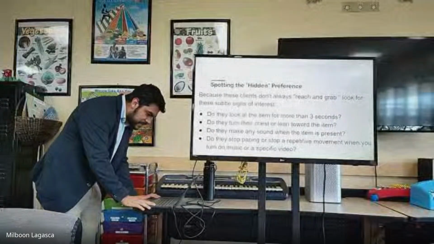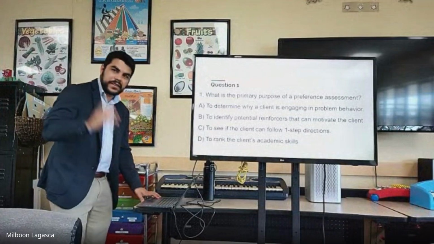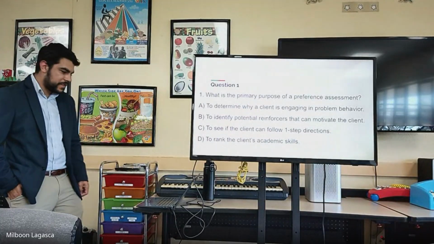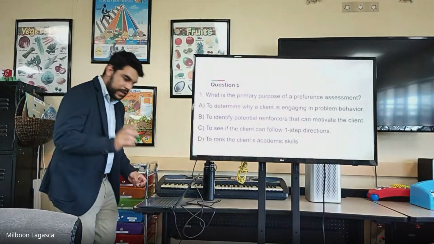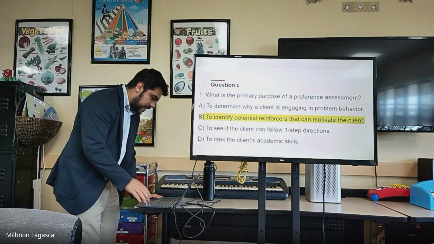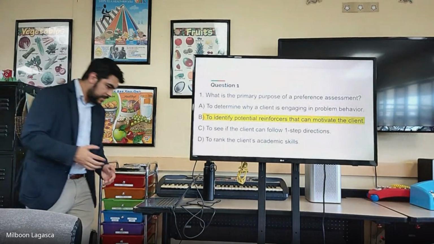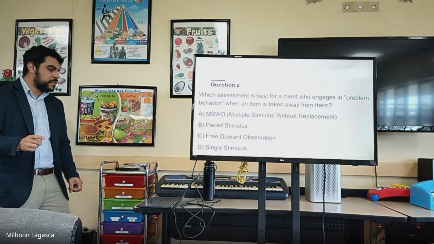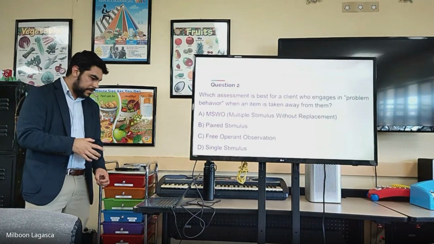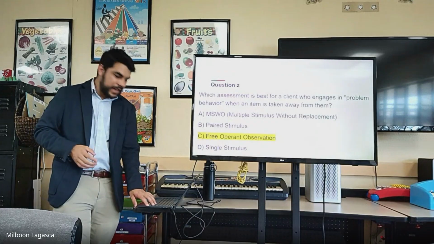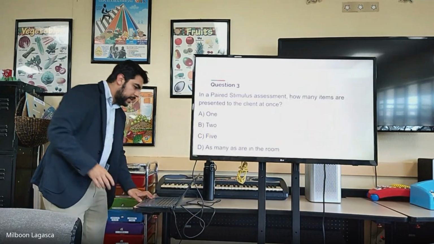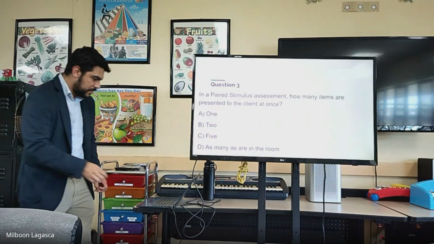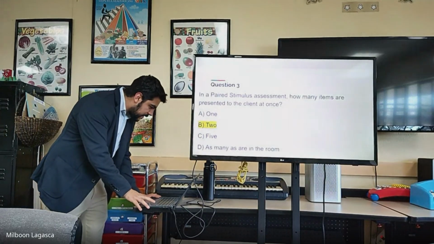Okay, kind of short on time, so let's go through the questions, and I'll save time for your questions. All right, guys, what's the primary purpose of a preference assessment? B. Yes, B. Potential reinforcers. All right. Which assessment is best for a client who engages in problem behavior when items are taken away? C. Very good. Yes, free operant. In a paired stimulus assessment, how many items are presented to the client at once? 2. B. Yes, 2. So quick.